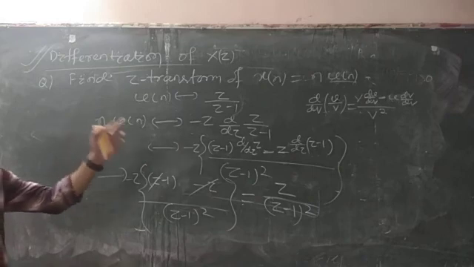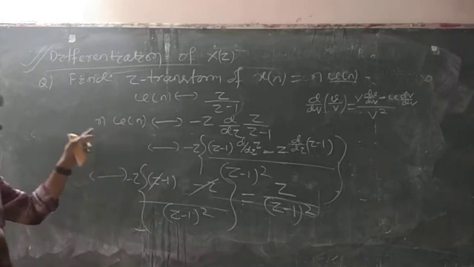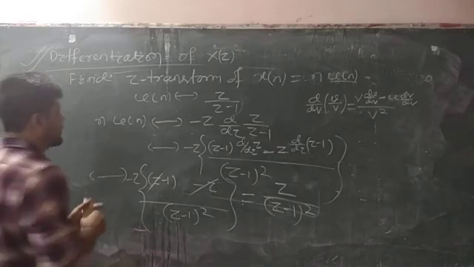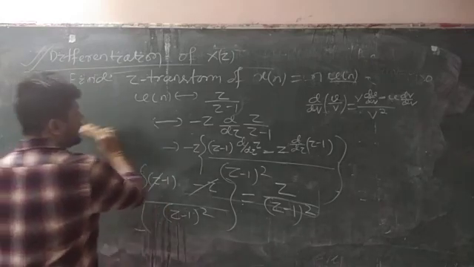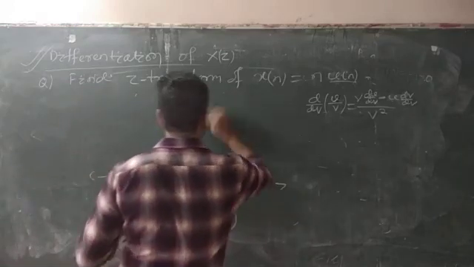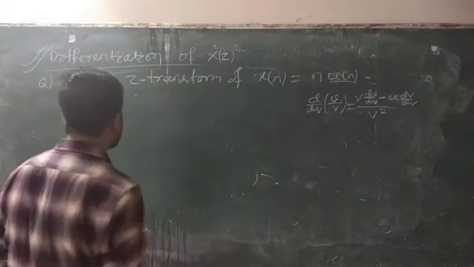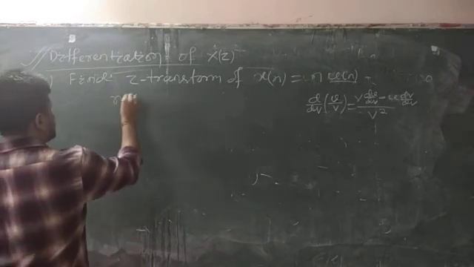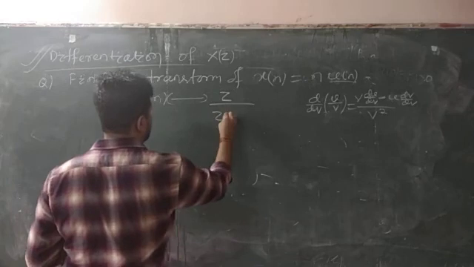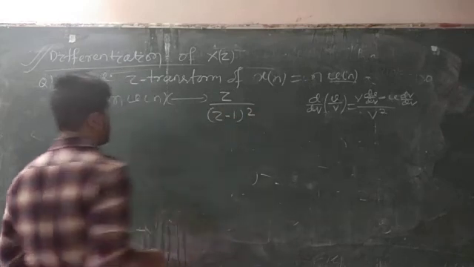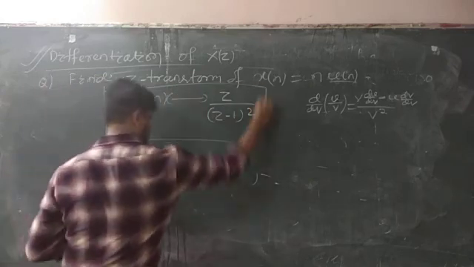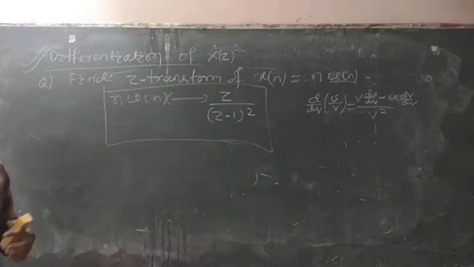The z transform of u(n) is z by z minus 1, but when you multiply by n, the z transform will be z by z minus 1 whole square. So how will this property be helpful, we can see from here. For n u(n), the z transform will be z by z minus 1 whole square. You have to remember this also.